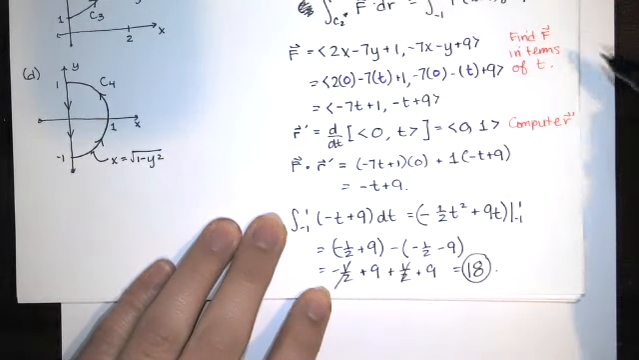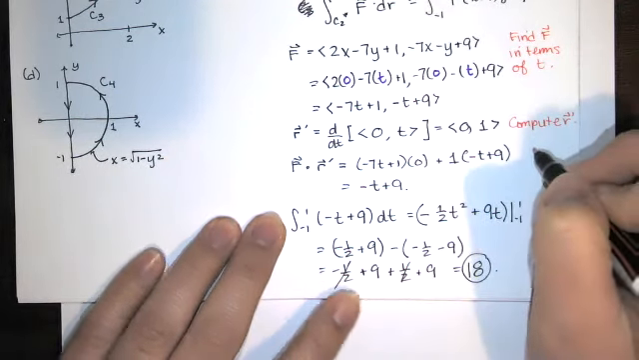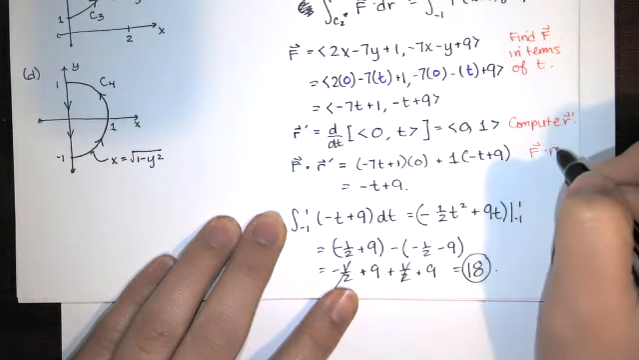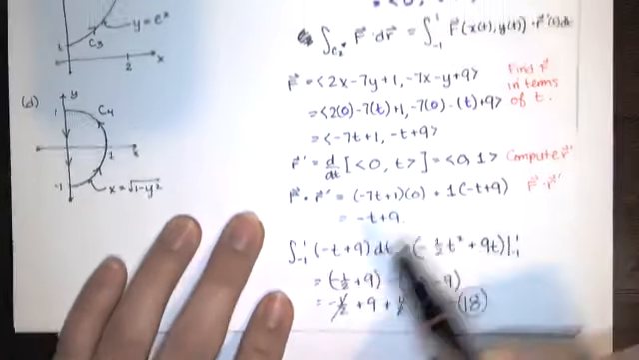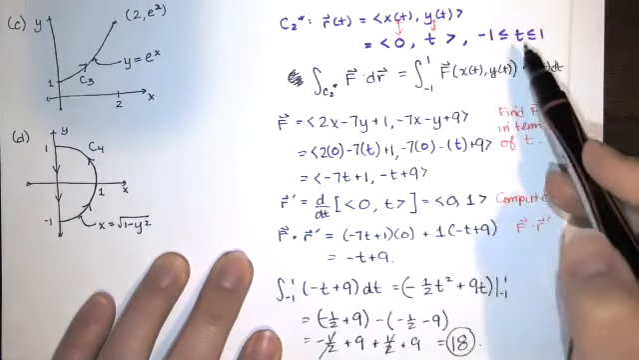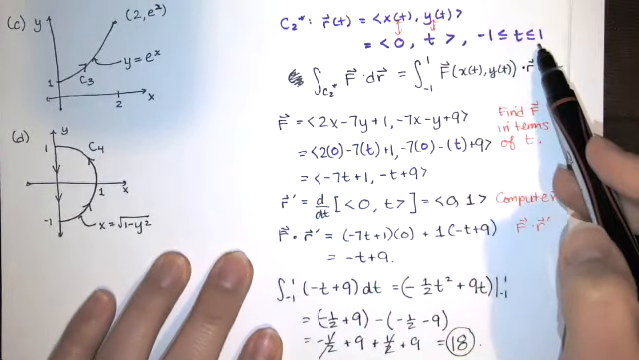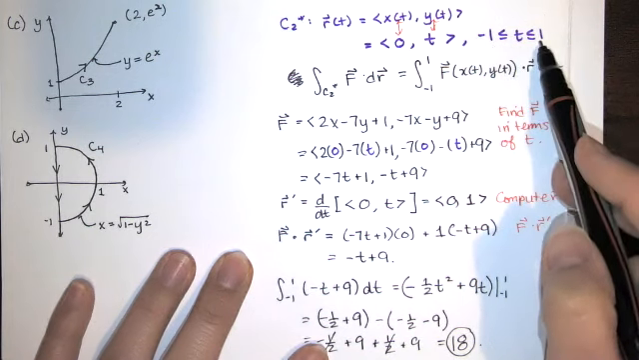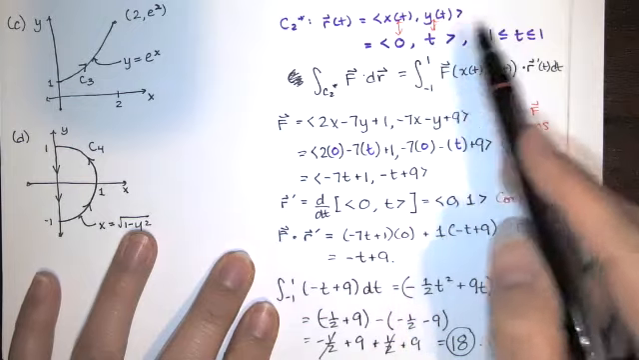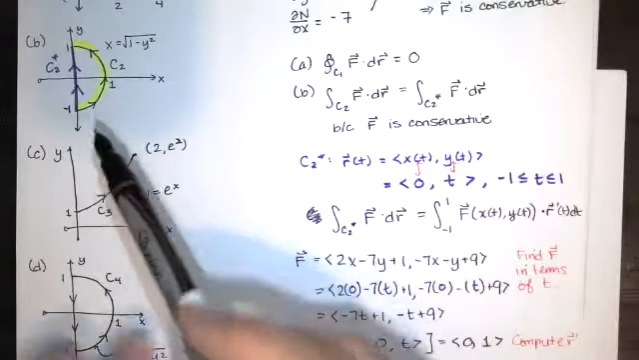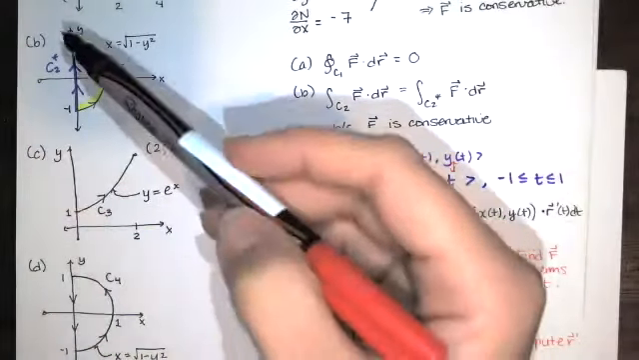So we just found f, we found r prime, we computed the dot product, f dotted with r prime, and then we evaluate that integral from here to here, and those bounds came from the fact that t went from -1 to 1. Now you could have used different bounds. You could have let t go from 0 to 2, and then this formula for y would be more complicated, but it seemed to me that it would be simplest.